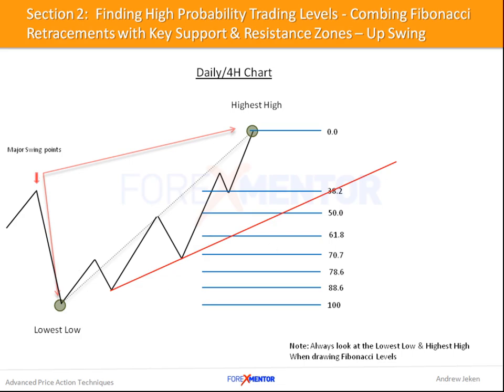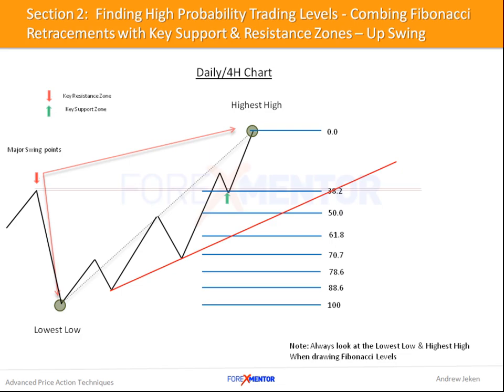We then note key resistance zones. So as you can see on the left hand side, we've got key resistance noted by this red arrow. We then have a key support zone right here. You can see price came back, held support and then rallied. That's noted by the green arrow.